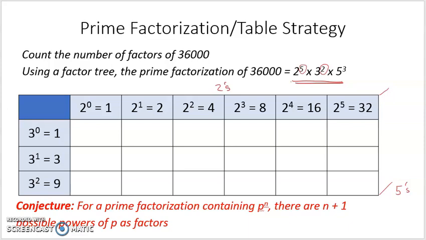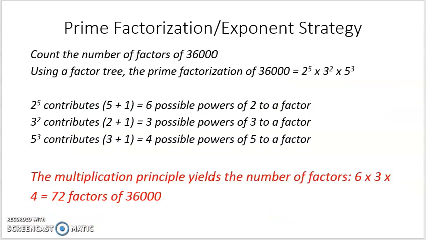Here's my conjecture. If the prime factorization contains p, the prime factor raised to the n, there are n plus 1 possible powers of that prime as factors. In other words, the number of 2's would be 1 more than that exponent. The number of 3's would be 1 more than that exponent. Turns out that this actually works. I wouldn't be teaching otherwise if it didn't work.